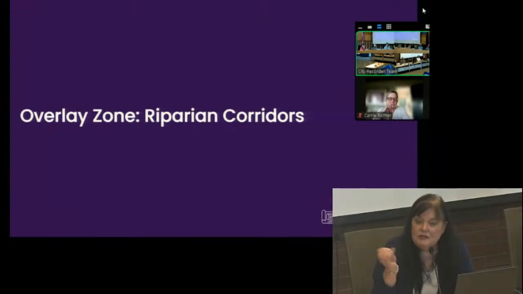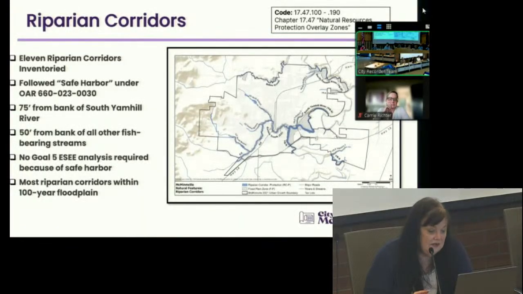So in that, we can then put sub-districts underneath there of things that we want to protect in that overlay zone. Tonight you have tree groves as a sub-district. We also have a proposed sub-district for riparian corridors. We have not brought that forward to you yet, but it would be part of this overlay zone. The riparian corridors, there's 11 of them that we inventoried.